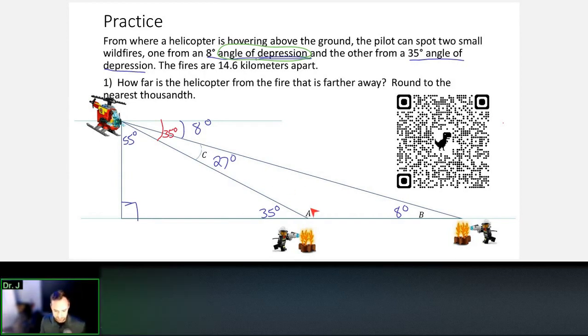Okay, how do you find angle A? And from this point, there's two ways to do it. So how do you find angle A? 180 minus 35.